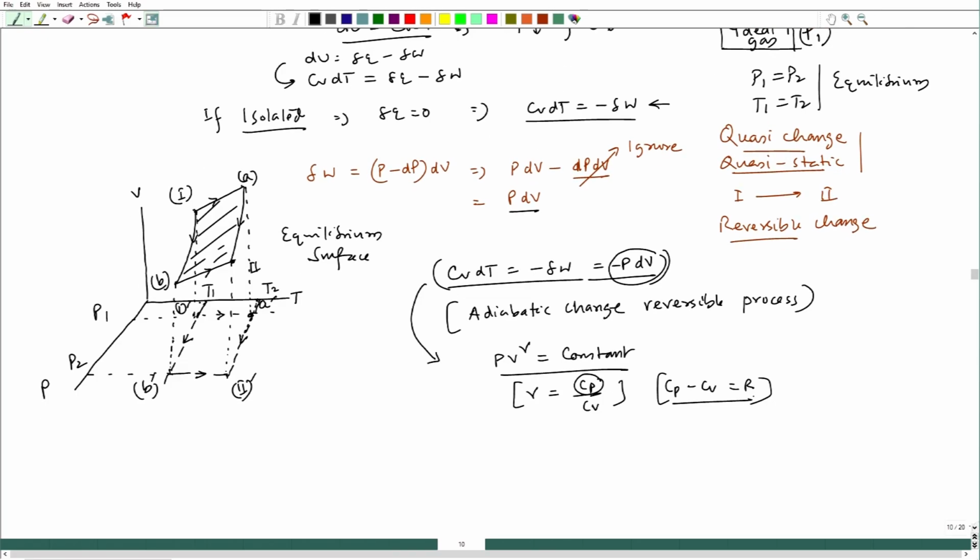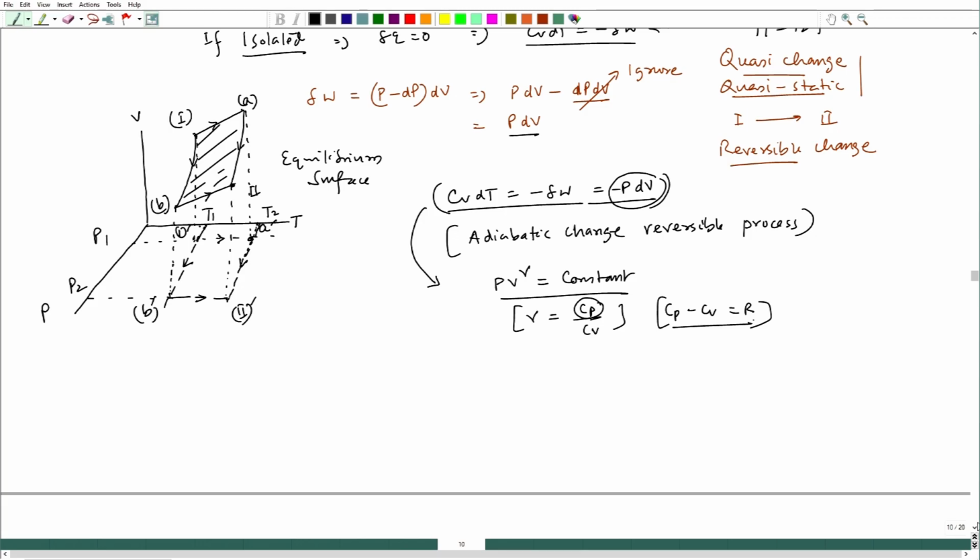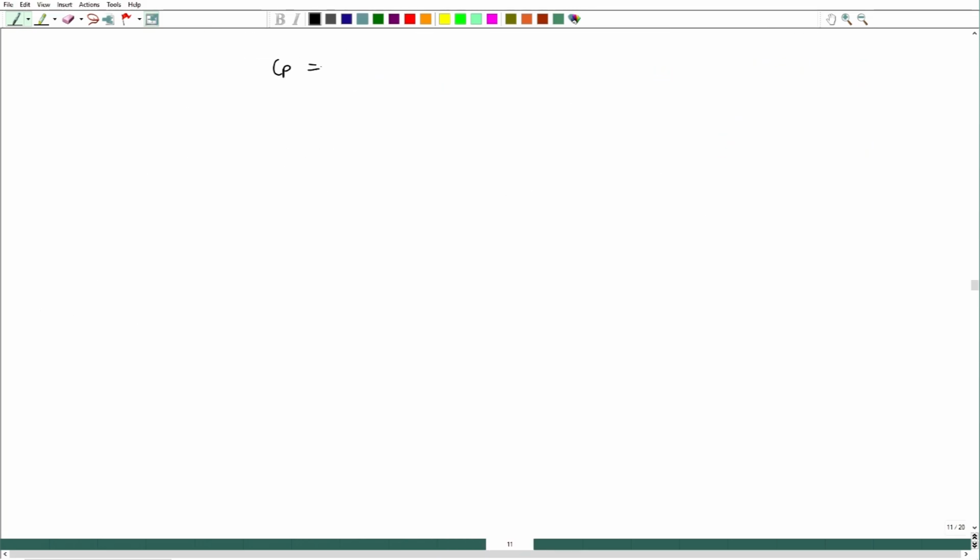And in fact, when we come to the second law, you will see that all natural processes are irreversible. They would not follow equilibrium in between. There will be a sudden change, or we call it a spontaneous change. So this is one. Let us understand a little bit about Cp. When we talk about Cp, this Cp we have to understand. Cp is heat capacity at constant pressure.